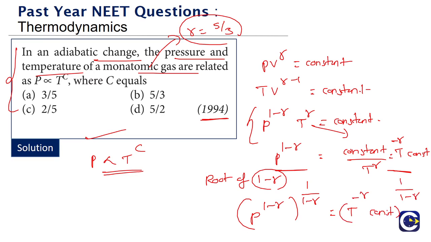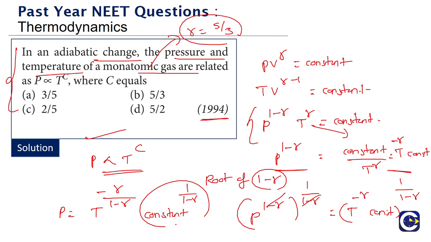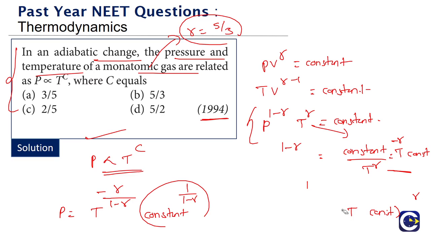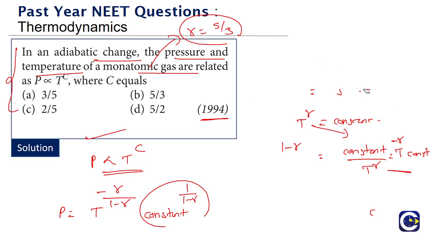The power will be raised by 1 by 1 minus gamma. So here 1 by 1 minus gamma is cancelled. So what we have is P is equal to T power minus gamma by 1 minus gamma into constant power 1 by 1 minus gamma. Anyway, this is the constant. So what is the conclusion we can say here? I'll just erase the other part. So we got the relation. Pressure is proportional to T to the power of minus gamma by 1 minus gamma.